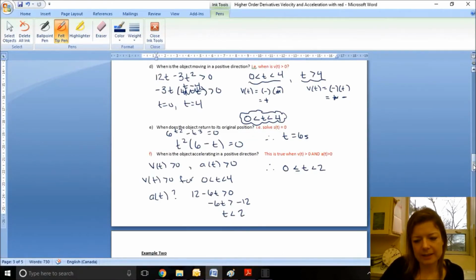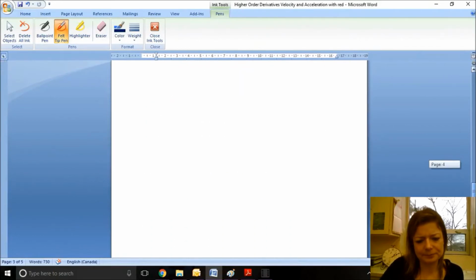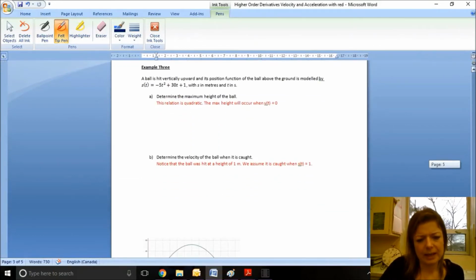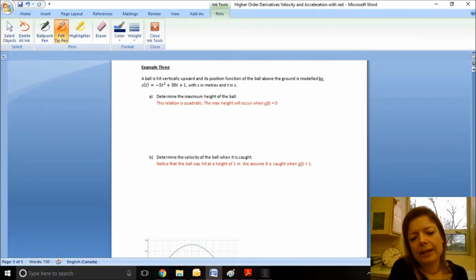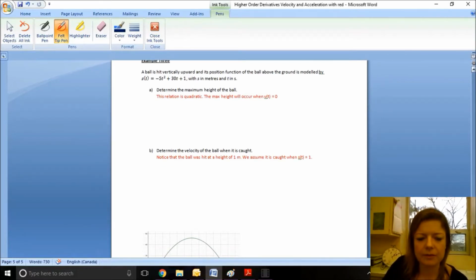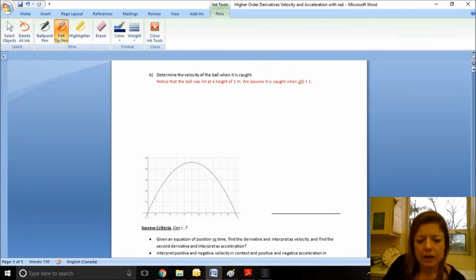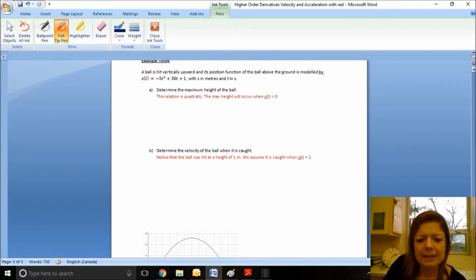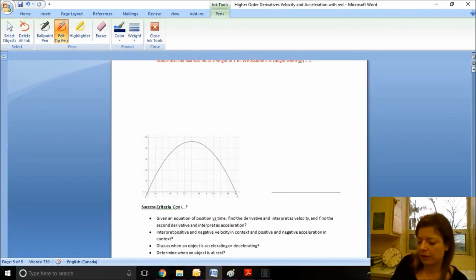Okay, so our final example involves a quadratic. A ball is vertically hit upward, and its position function of the ball above the ground is modeled by this quadratic. So let's take a look at what the graph of this quadratic looks like. Remember, this has to do with a ball being vertically hit upward.